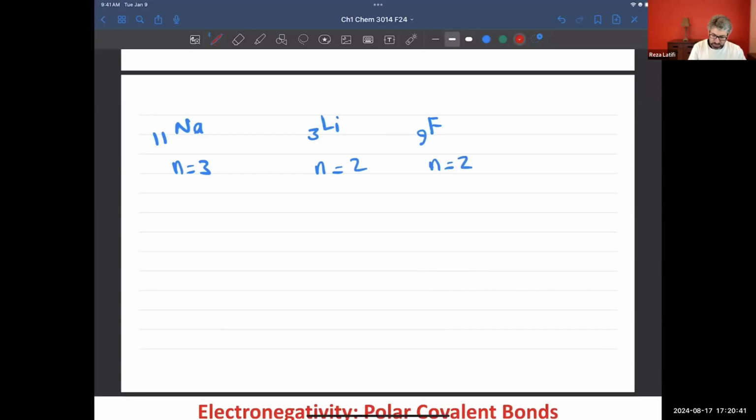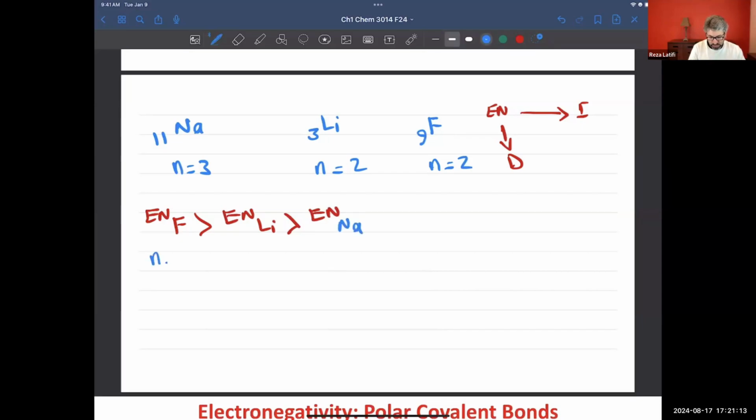Again, to the right side of the periodic table, electronegativity increases. Down in any group, electronegativity decreases. So we're going to sort them based on N first. With the ones with the smallest N, it will be either lithium or fluorine. Which one has more protons? Fluorine. So fluorine has higher electronegativity than lithium, and lithium is going to have higher electronegativity than sodium.